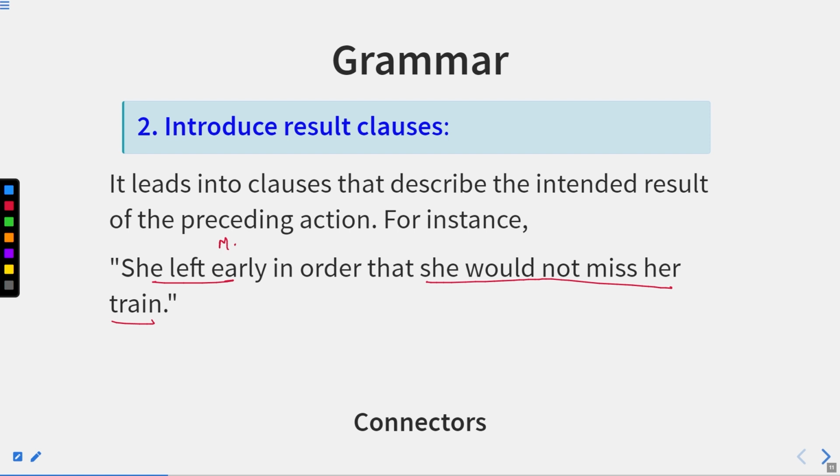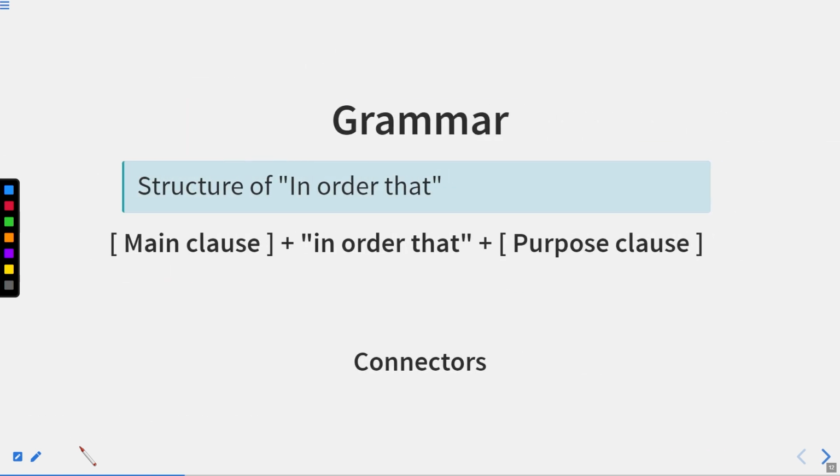This is the main clause in which she does an action. And the purpose of this action is that she does not want to miss her train. Or she did not want to miss her train. Now let us move to the next one. Structure of in order that.